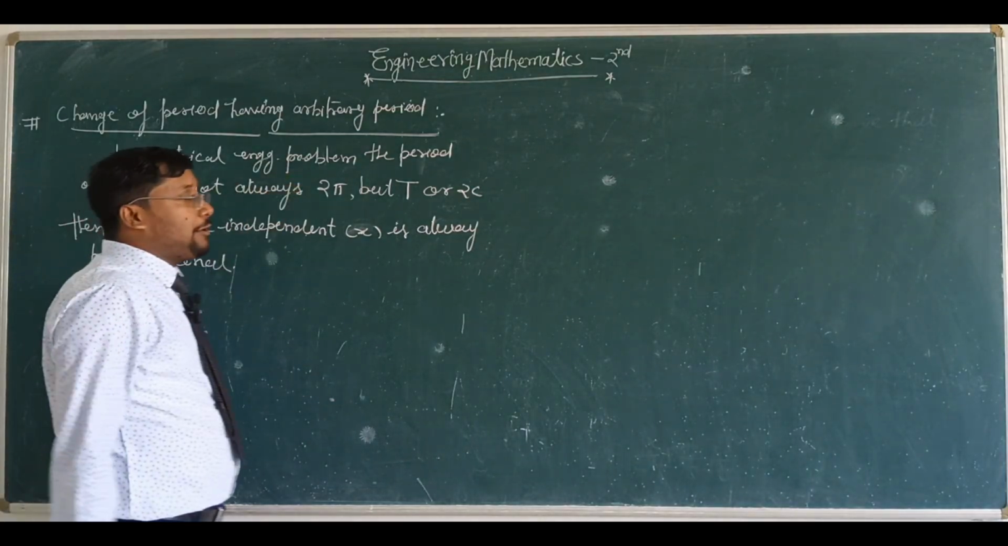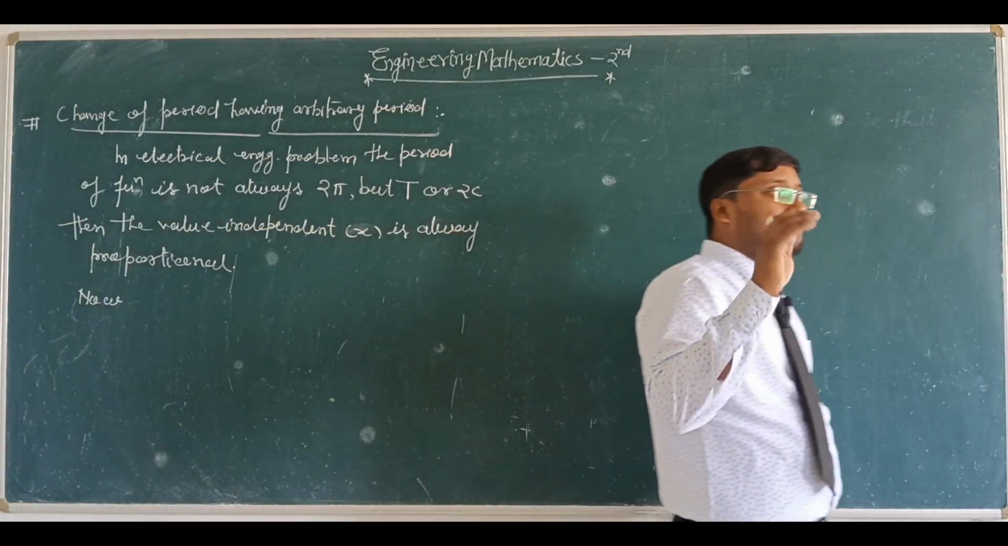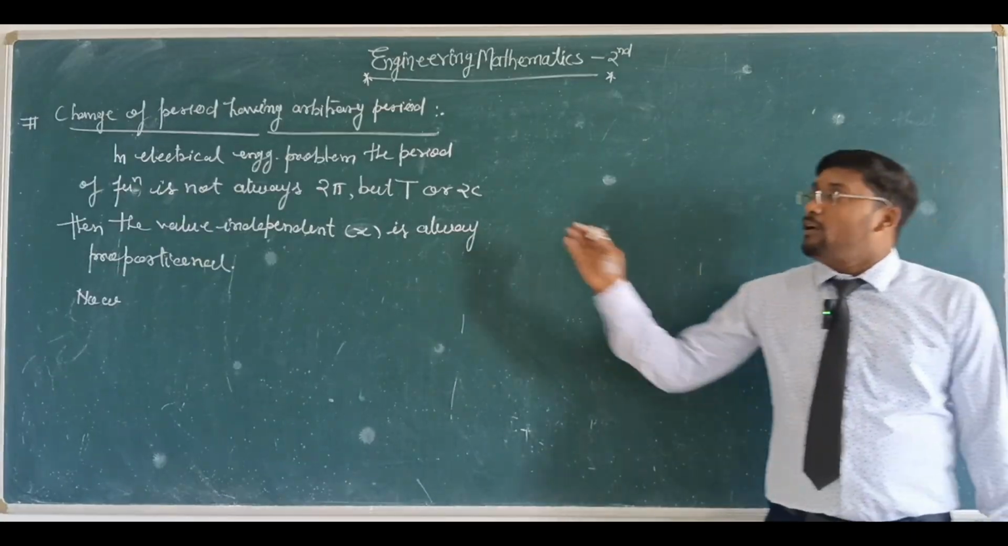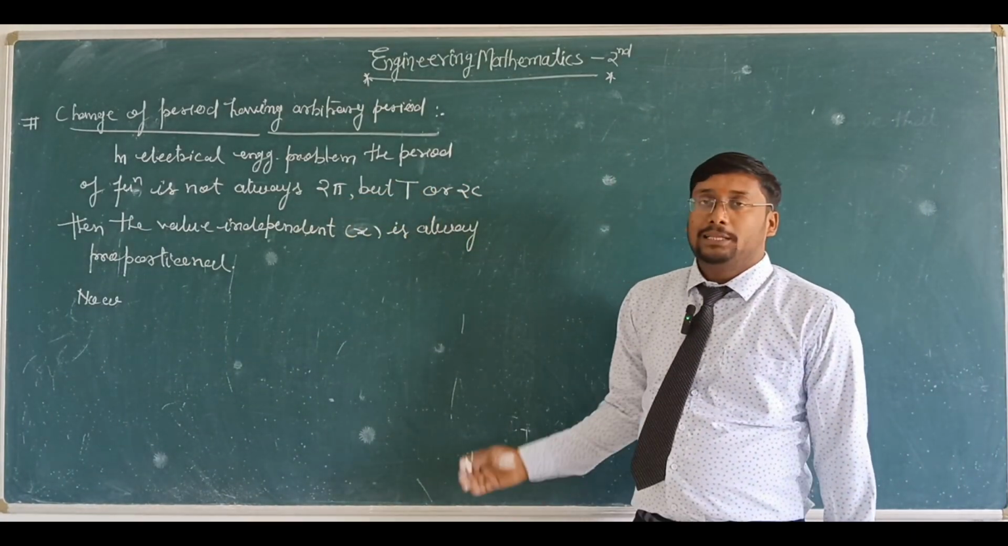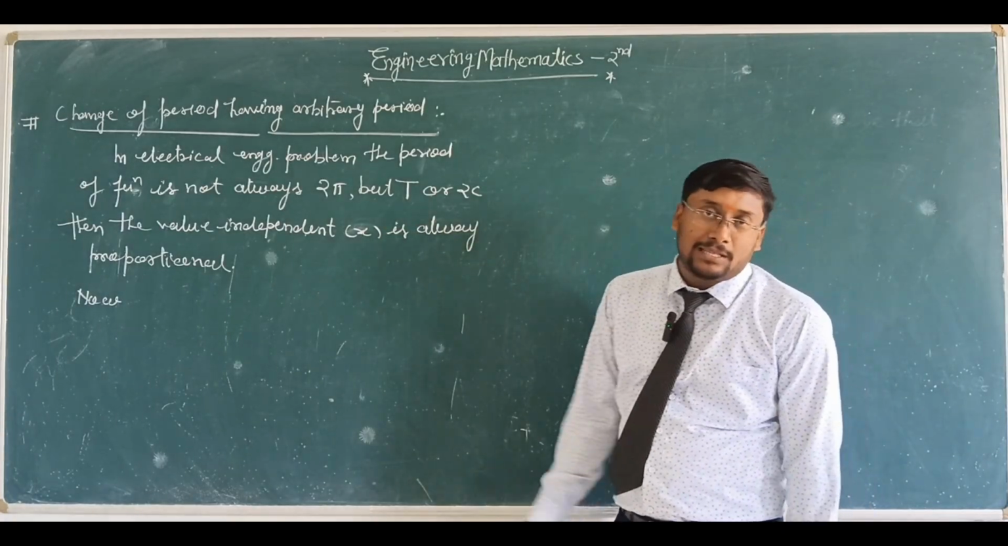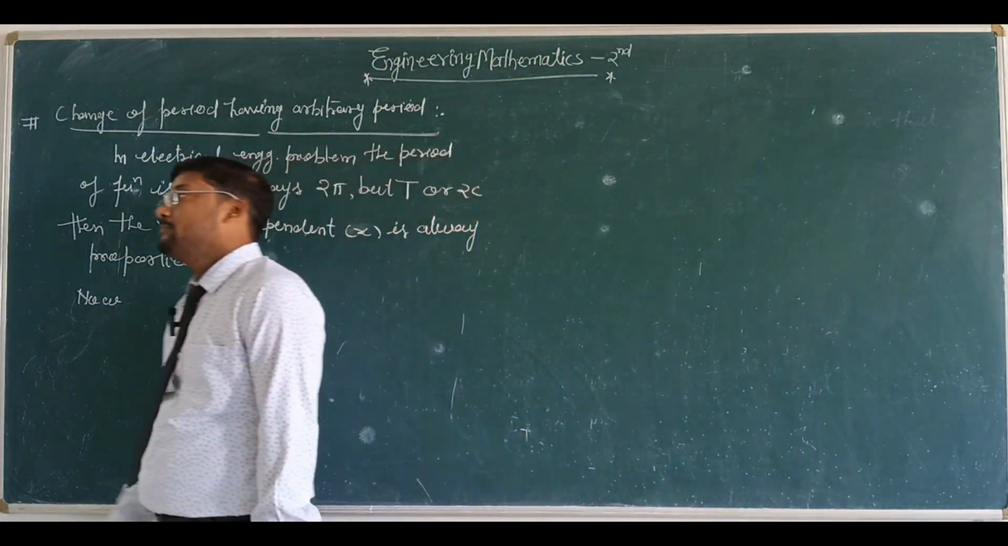In an electrical engineering problem, if the time period of the function or interval is not equal to 2 pi, or you can say T or 2c, then the value of the independent variable x is always proportional or changeable.